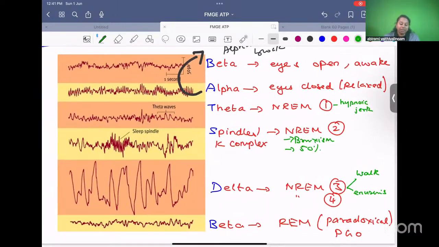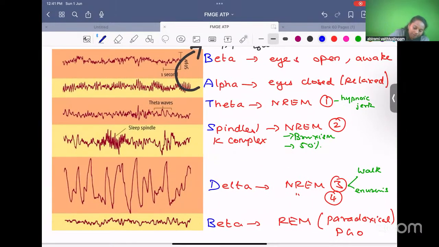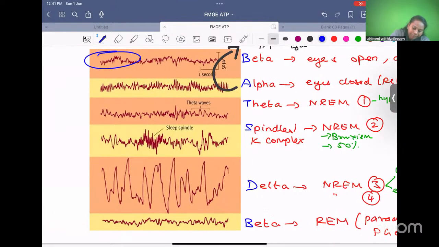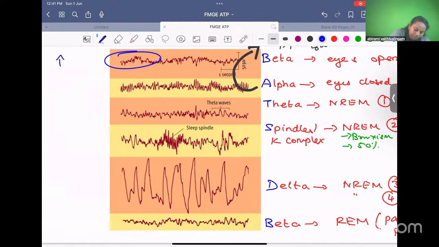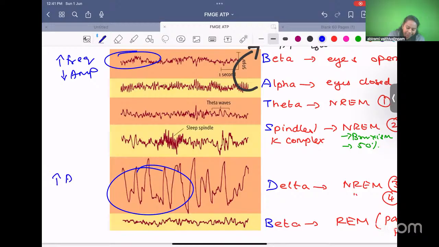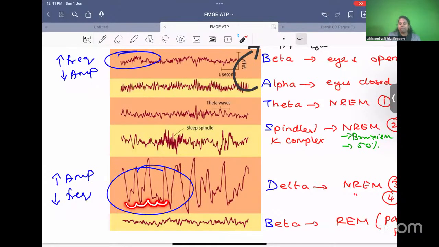When you identify with the diagram, beta waves have the highest frequency because they are occurring very closely spaced, but the height is very less, amplitude is low. But delta waves have the highest amplitude and frequency is very low because they are occurring less frequently. There is more gap. This is about how you identify them with the help of these waves.